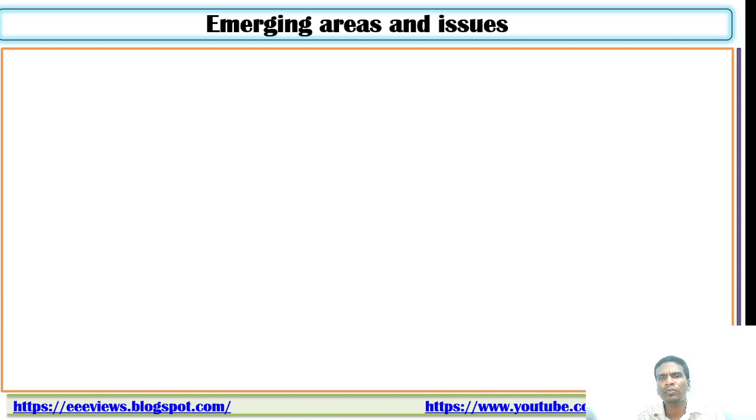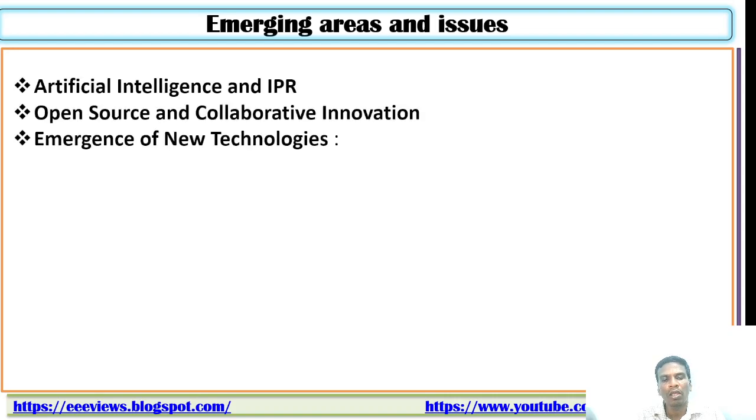And then open source and collaborative innovation is also an emerging area. Then new technologies like 3D printing. For example, if anyone gets a fracture, normally we use a steel plate. Nowadays technology has developed and they are using 3D bones. For that, which material we are using is part of the emerging technologies. Research is going on.